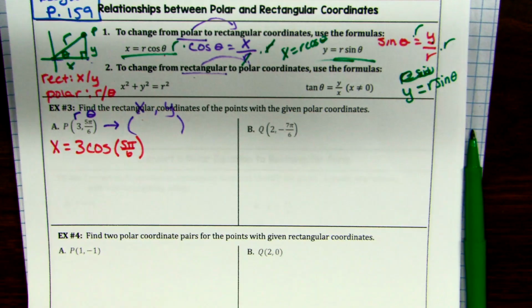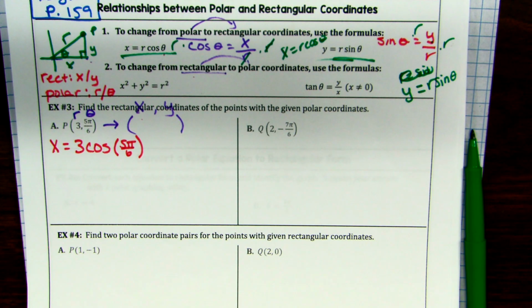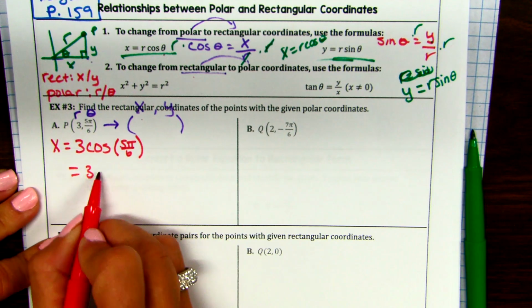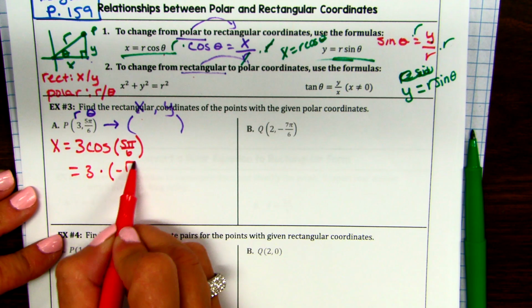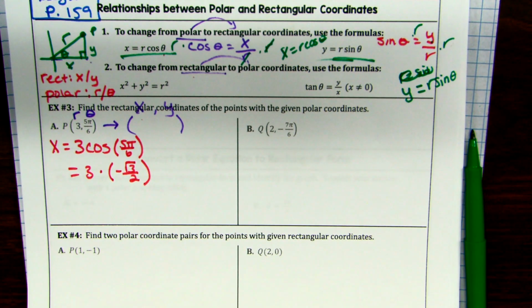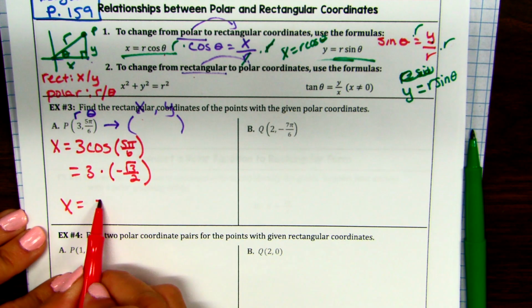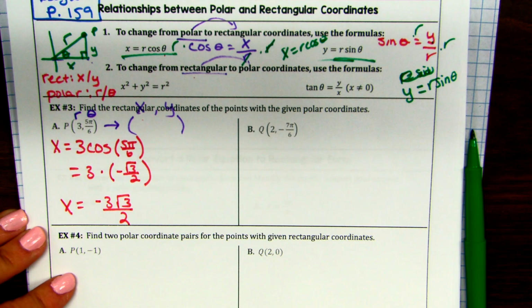Okay, so I'm just plugging in what's given, r and theta, into the equation. Guys, we have to know the trig. Trig is not going away for the rest of the year, and here we have to know cosine of 5 pi over 6. So 3 times what? So my denominator of 6, quadrant 2, would be negative square root of 3 over 2. Denominators of 6 are near the x-axis. I can picture that ordered pair. Cosine is negative in that quadrant. So my final answer would be negative 3 square root of 3 over 2. There's my x.